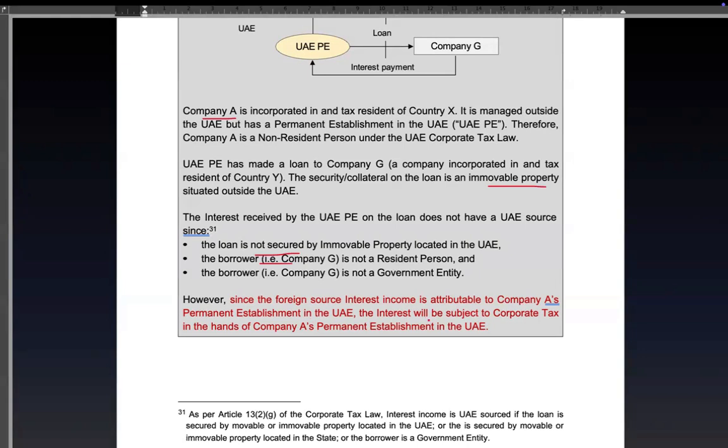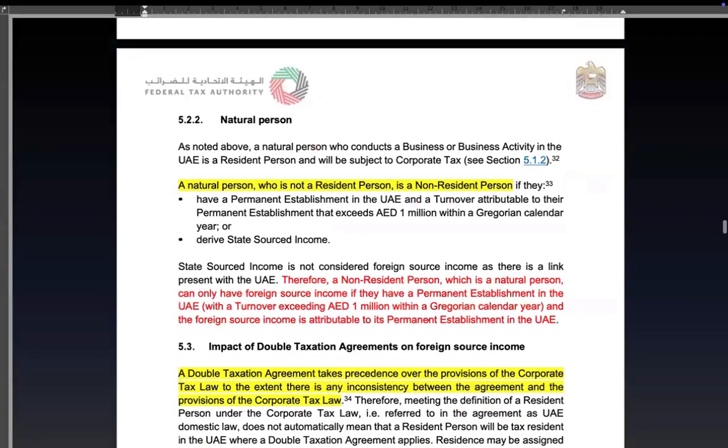This is a very simple example. The UAE PE of the non-resident person has given a loan outside the UAE. That loan is not UAE sourced income. This is foreign source income. And if any tax is withheld on this foreign source income outside the UAE, then the UAE PE of the non-resident person will be able to take the foreign tax credit.